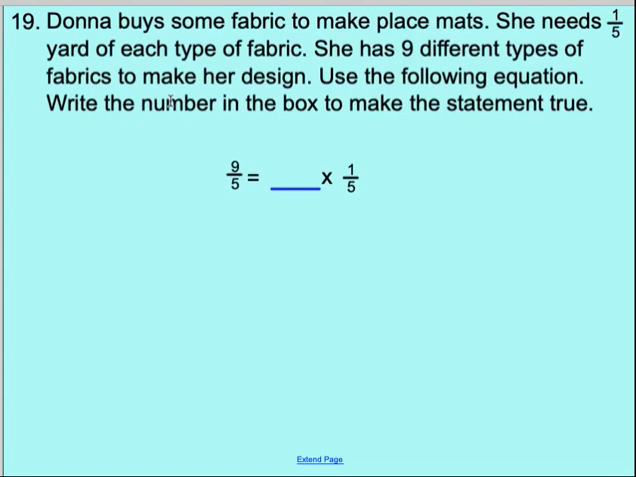Donna buys some fabric to make placemats. She needs 1/5 yard of each type of fabric. She has 9 different types of fabrics to make her design. Use the following equation. Write the number in the box to make the statement true. We've got 9/5 equals blank times the unit fraction 1/5. So how many times would you have to count by 1/5 to get to 9/5? The answer to that would be 9. That's all we have to do.